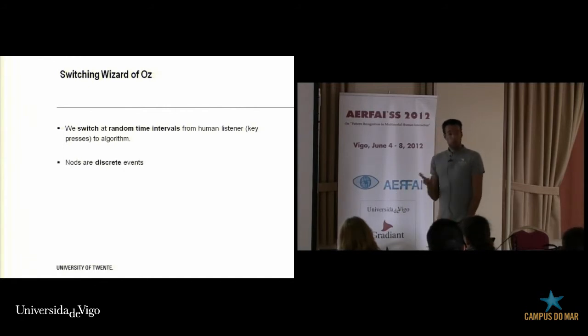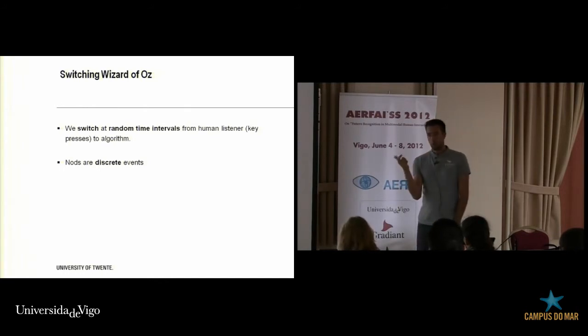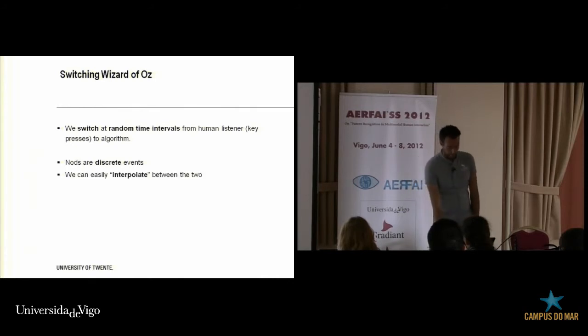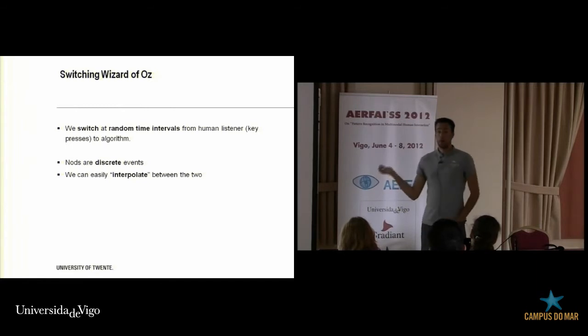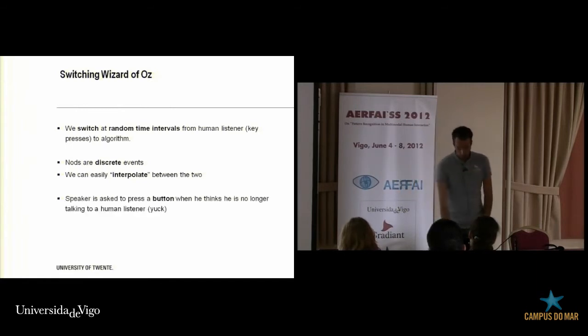Well, since nods are discrete events, we can easily switch between them. The only thing that we have to make sure is that no two nods would be closer than 1 second together. So we can interpolate between them. So if we would switch from algorithm to user, no one would notice because it's only nods that we generate.